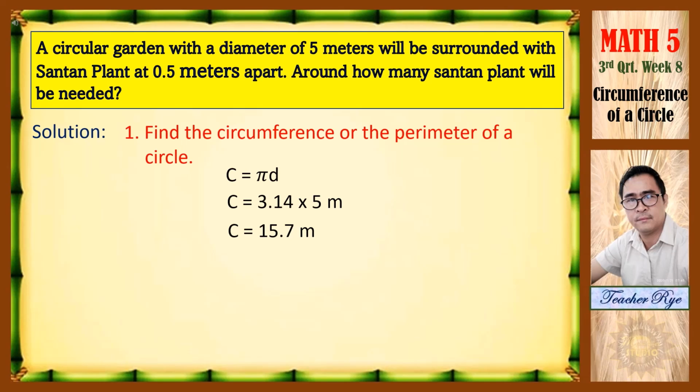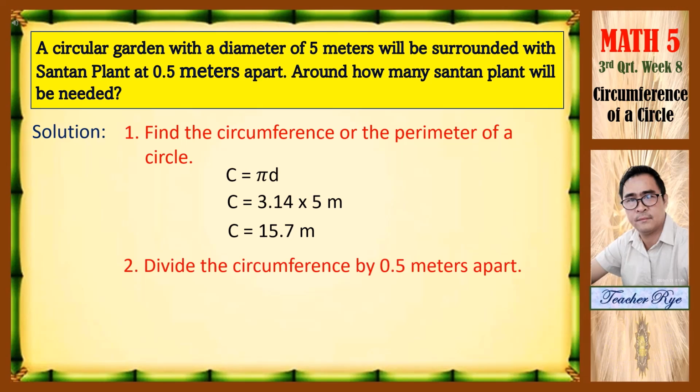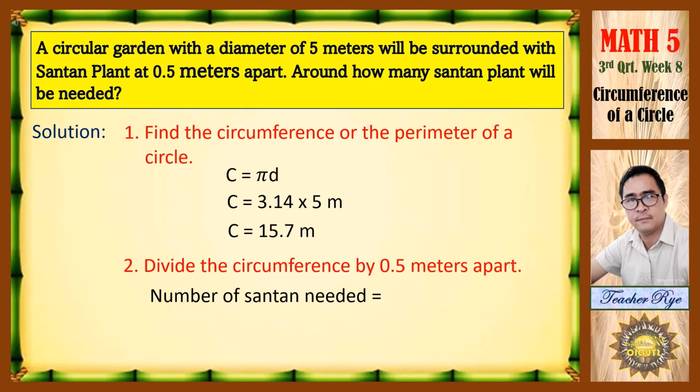So, let us proceed to number 2. Divide the circumference by 0.5 meters apart. Kasi, ito yung agwat or layo ng bawat santan sa ating circular garden. So, this time, we're going to find the number of santan needed. So, gagamitin natin yung circumference ng ating circle, 15.7 divided by 0.5 meter. So, pag dinivide natin yan, makukuha nating sagot is 31.4.